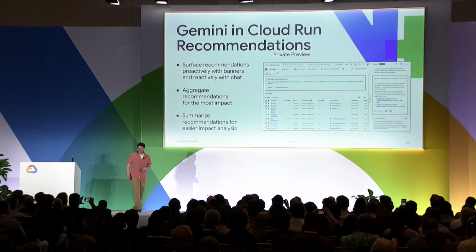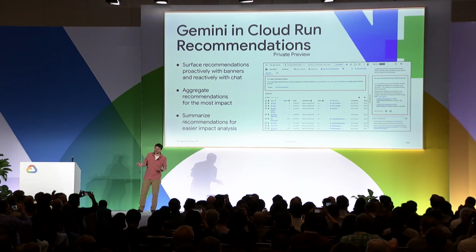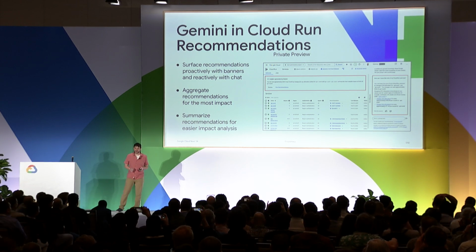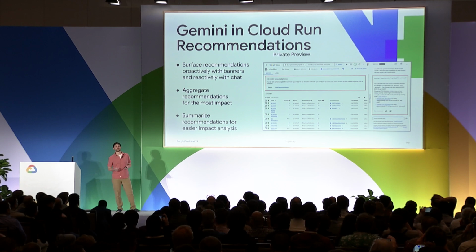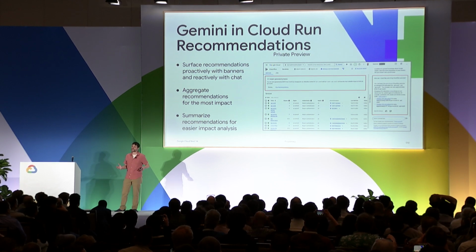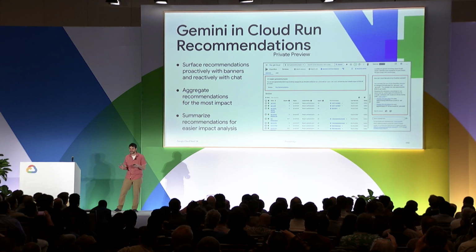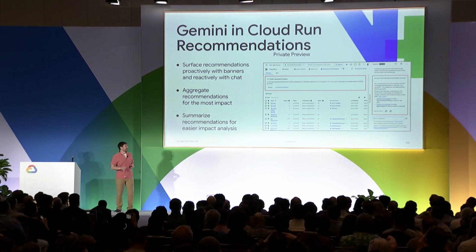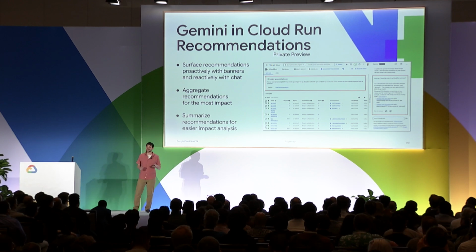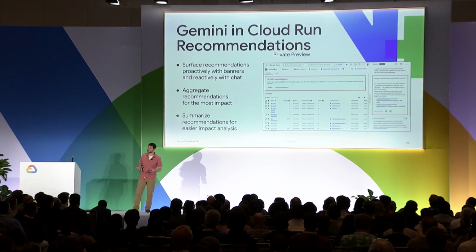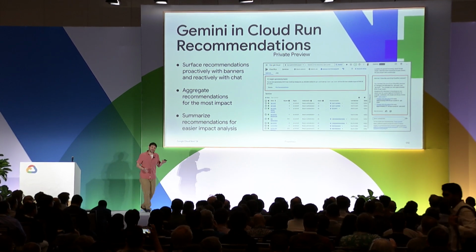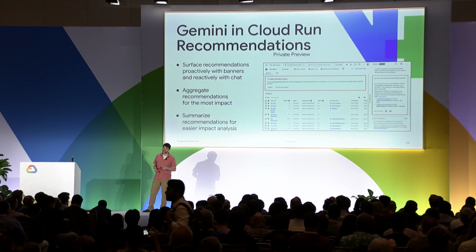And let's talk about Gemini. So Cloud Run has long offered recommendations. But now, with the power of Gemini, we can take those recommendations to the next level. We can surface cost, performance, and configuration recommendations proactively and in response to queries in chat with Gemini. And the benefit of having Gemini here is that it can aggregate those recommendations so that they can have the most impact. They're easily summarized, and you can understand what the total impact those recommendations will have altogether.